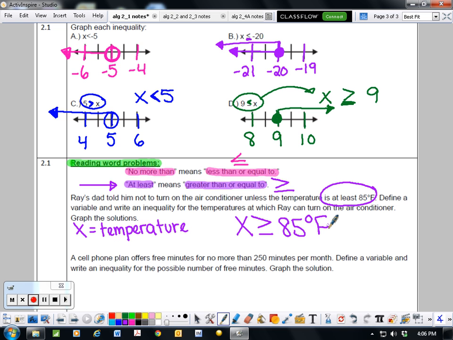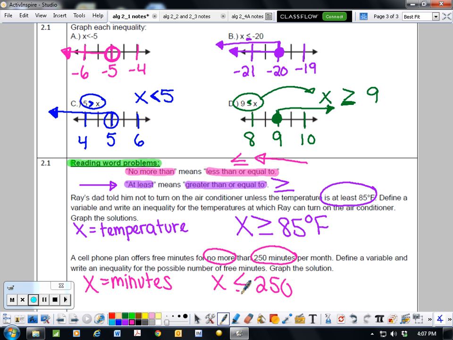Okay, the next one. A cell phone plan offers free minutes for no more than 250 minutes. Define a variable. You can use any letter you want, but I like staying consistent with x, so I'm going to say x is minutes, because that's what we're measuring. So my x and 250, and then no more means less than or equal to. So x is less than or equal to 250. And that's my inequality.